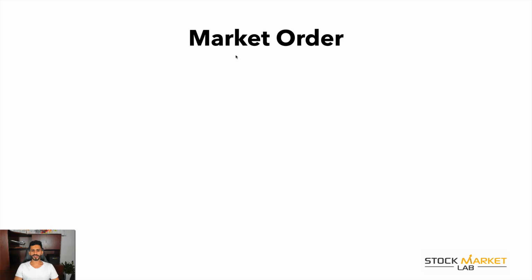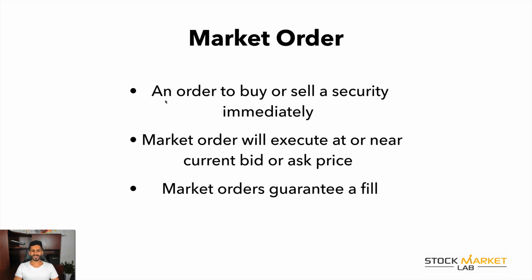The first order is something called a market order. A market order is an order to buy or sell a security immediately. When I say security, I mean anything such as a stock, options, or anything that is a financial instrument, right? A market order will execute at or near the current bid or ask price. I'll explain what this means. Market orders guarantee a fill. If you use a market order, it basically guarantees that you will enter or exit the stock.